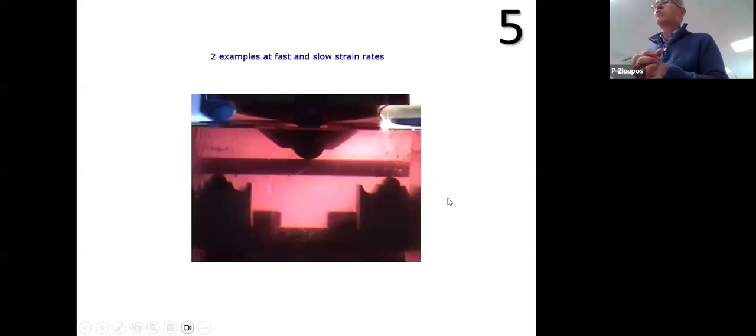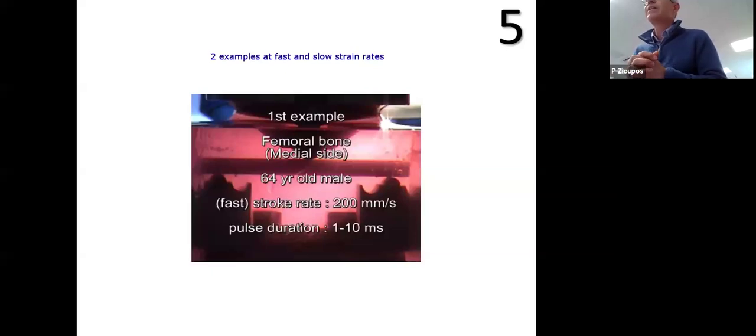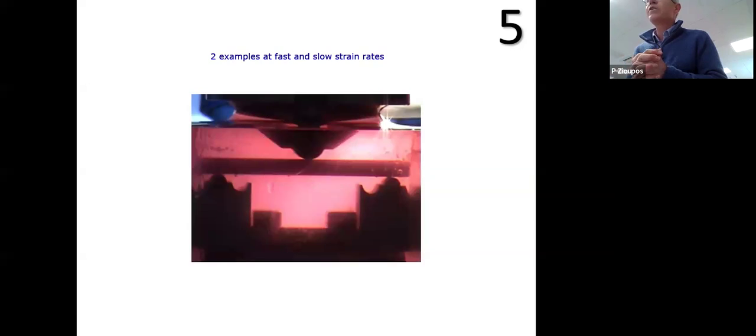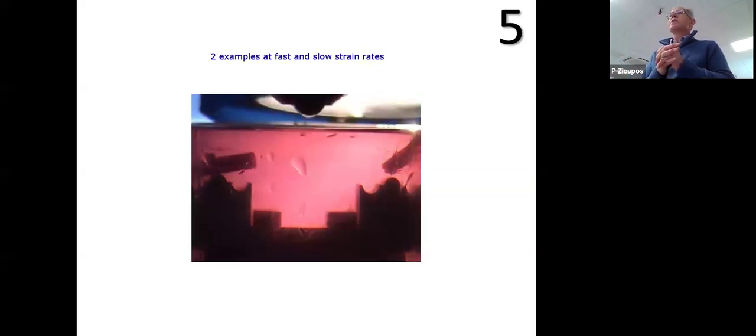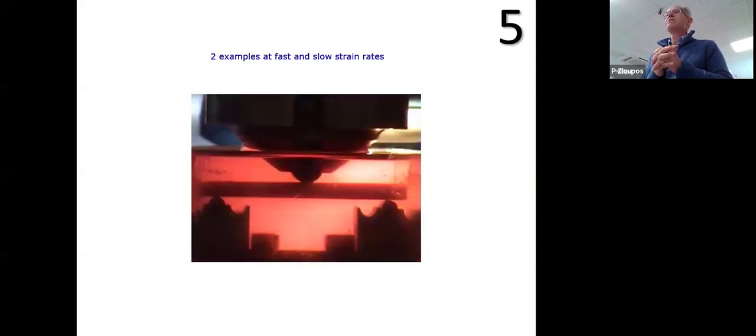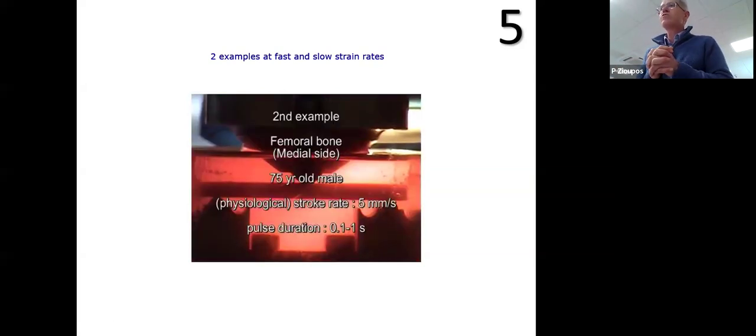So we have two matchsticks now here, 3-point bending. The first one is a 64-year-old male, very fast. Right. That's how a piece of bone breaks at very high strain rate. And that's how it should break at a slower rate.